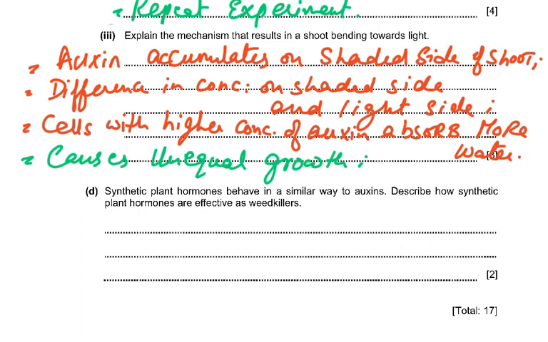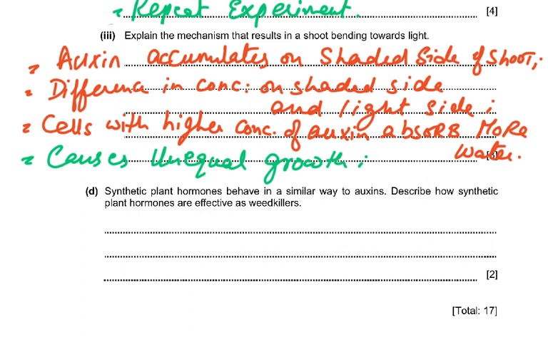Then it says synthetic plant hormones behave in a similar way to auxin. Describe how synthetic plant hormones are effective as weed killers. How are they effective? Large concentrations are used, and the plants are stimulated to grow rapidly. Growth gets out of control, so plants die.